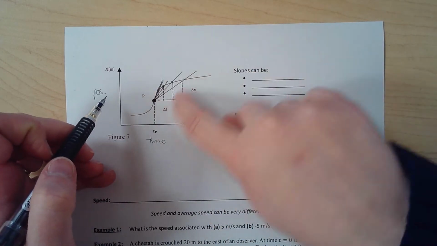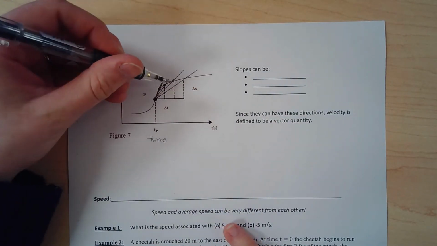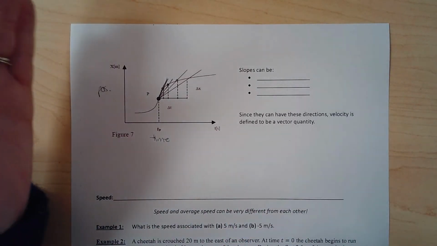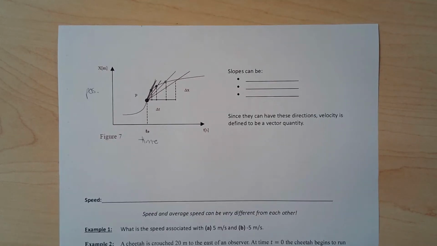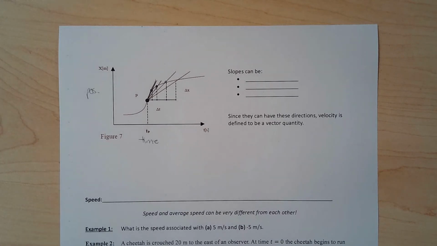These lines are the slopes of the curve from here to that part. It's getting less and less steep. That's because the velocity over that time interval is getting slower and slower.